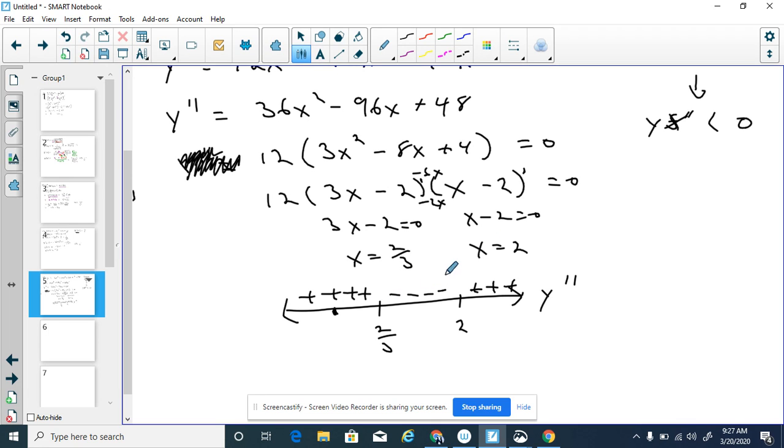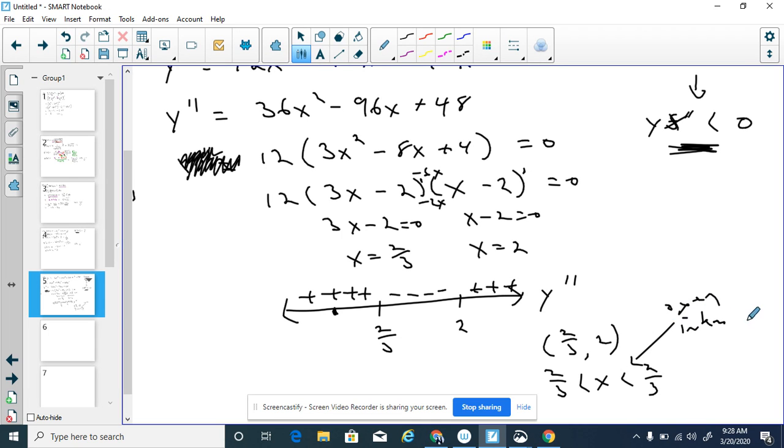So here you go. You're looking to see where y double prime was negative, right? So then you can say that y is going to be concave down on the interval negative 2/3 to 2, or if they're using some sort of inequality, which they are, it looks like it's going to be 2/3 less than x less than 2, right? So we can write this as 2/3 less than x less than 2. Remember, with concavity, always want to use open intervals. Okay, open intervals when we're using concavity, and that is choice E.